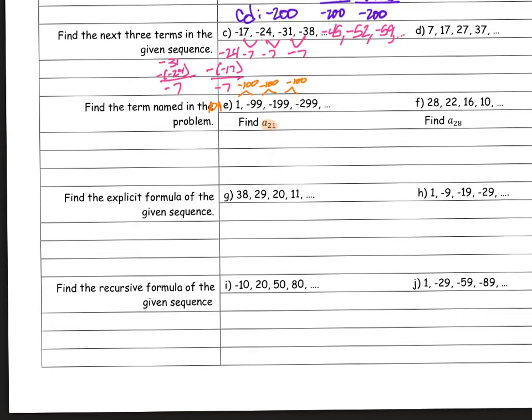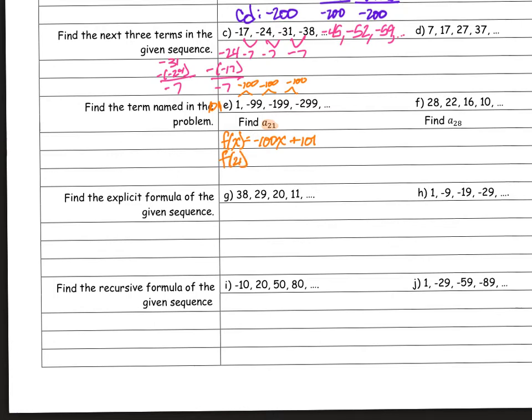Okay, so then I could say, well, how do I get my term? Well, I'm going to say f of x is going to equal my common difference, which is negative 100, times x, plus 101. So if I plug 1 in for x, negative 100 times 1 is negative 100, plus 101 is 1. So my first term should be 1. And it is. If I plugged in x is 2, I would expect to get negative 99.